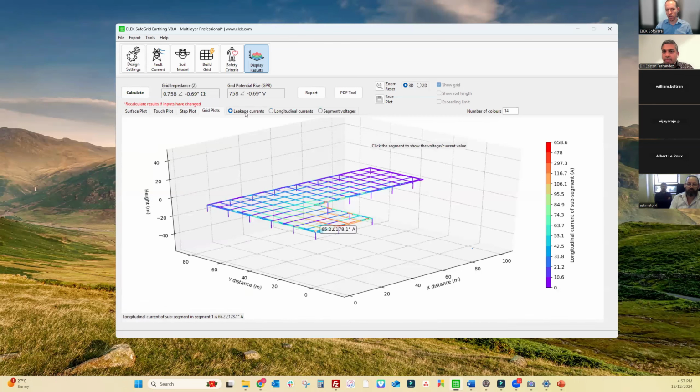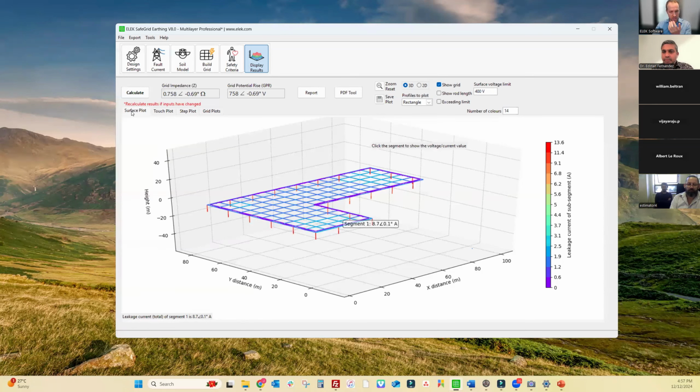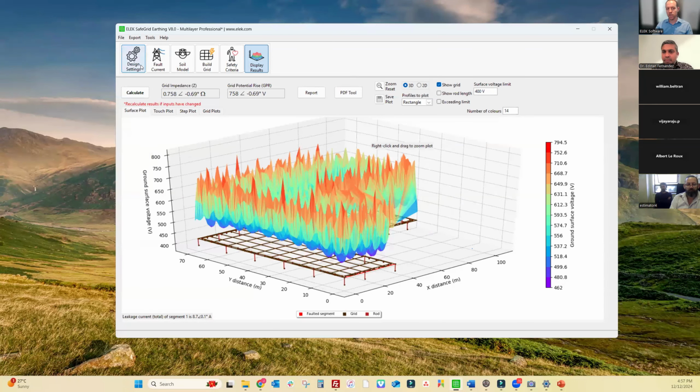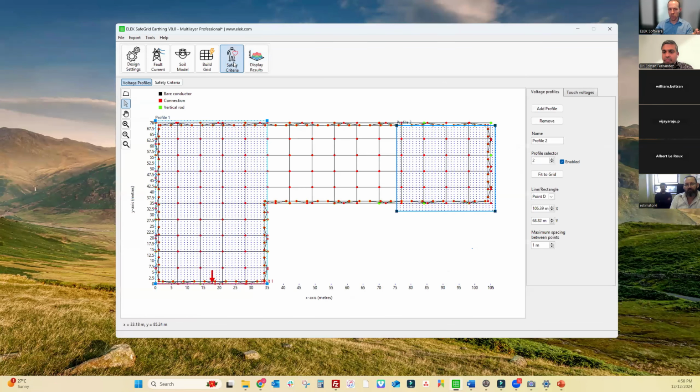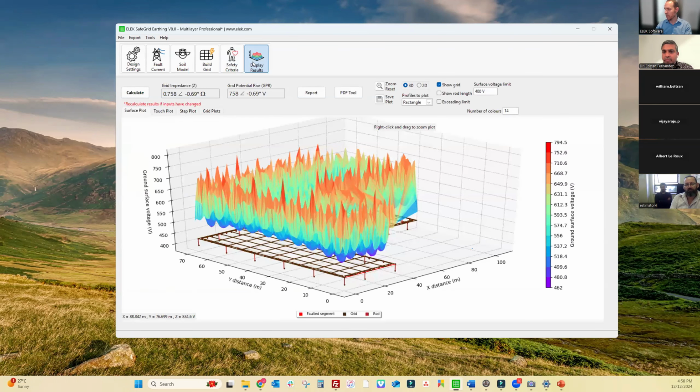There are a bunch of other reporting tools that are part of this software as well. But essentially, as I mentioned, you start from left to right, enter your data, end up with display results, calculate the performance, compare the performance with the safe limits, and if you have an issue, move back to the other modules, make a modification, come back and recalculate, and hopefully you have a safe design. That's the earthing design process.